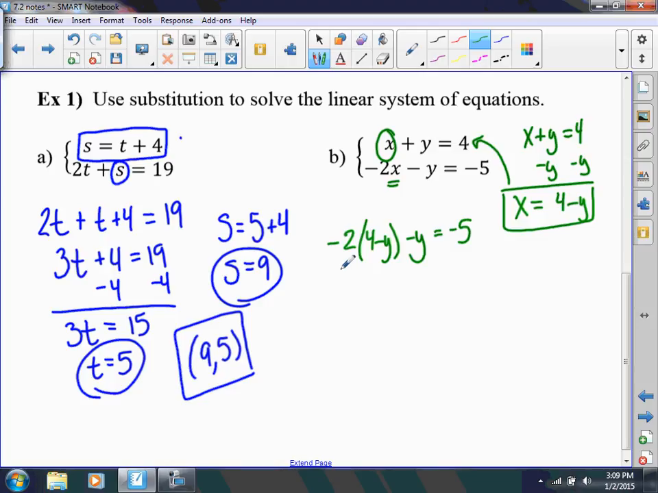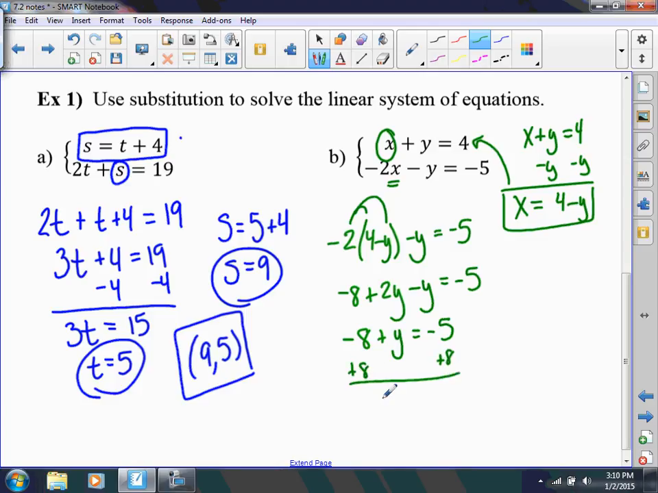Okay, so now I have an equation that just has y's and numbers, so I can solve this for y. I'm going to distribute here, so I'll have negative 8 plus 2y minus y equals negative 5. Then I'll have negative 8 plus y equals negative 5, when I combine my y's together, 2y minus 1y is a y. And then I will add the 8 over to the other side. So y equals 3.